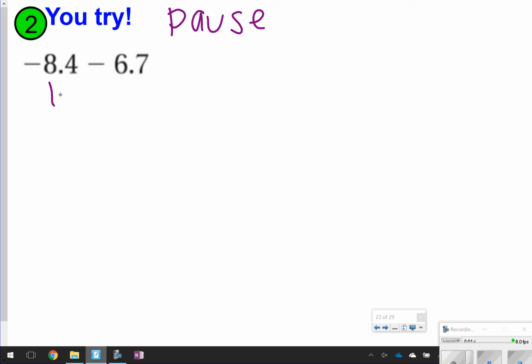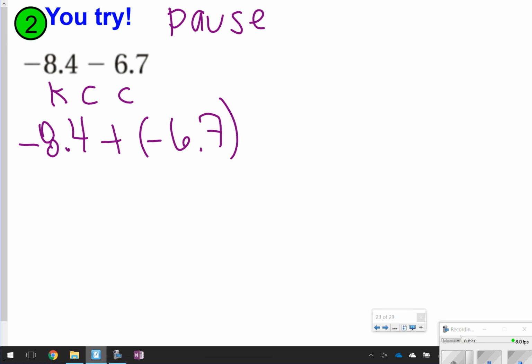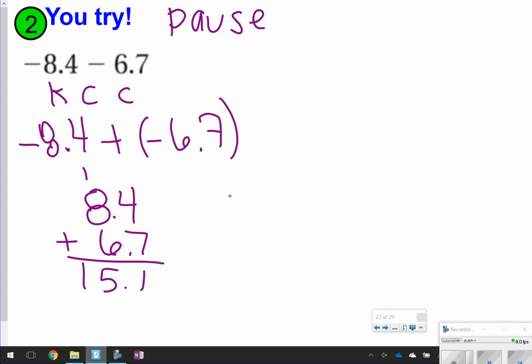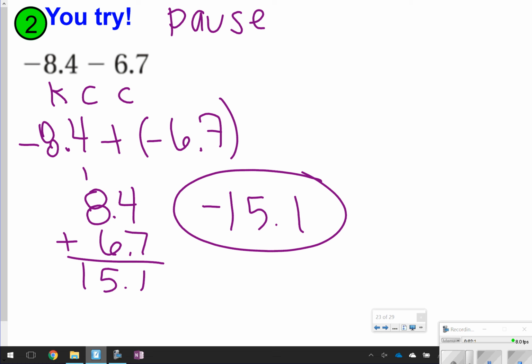Alright, hopefully first you realize that you're supposed to KCC because this is a subtraction problem. You always KCC subtraction problems. You never KCC when you have addition. So negative 8.4 plus negative 6.7. Sing your song. These are same signs, the same sign, add and keep. I'm going to add these, so 8.4 plus 6.7. 4 plus 7 is 11, 8 plus 6 is 14, plus 1 more is 15. So I get 15.1, and I'm going to keep the negative to give my final result.